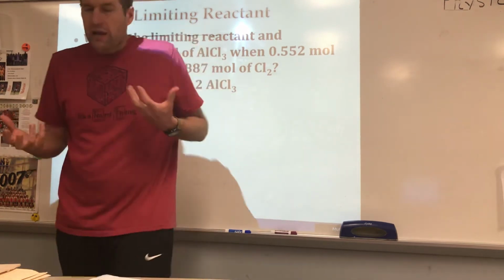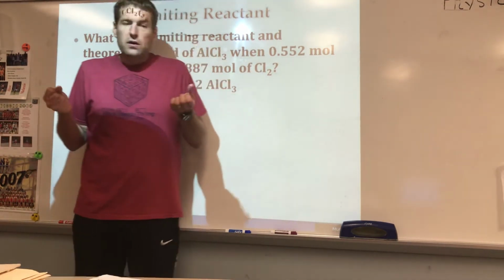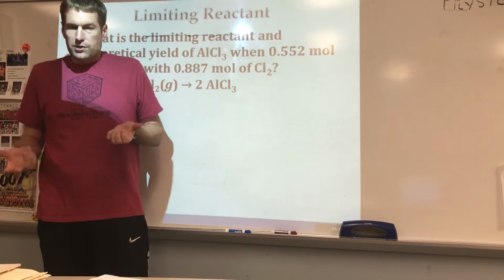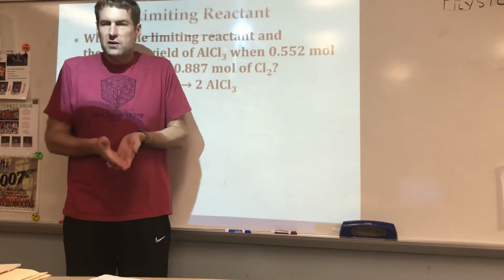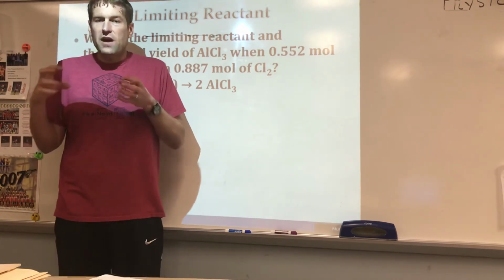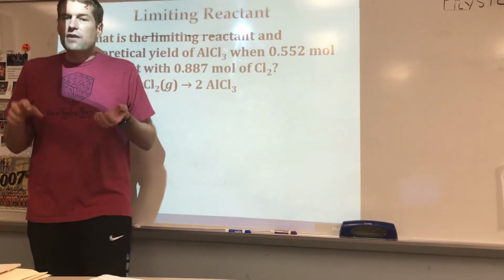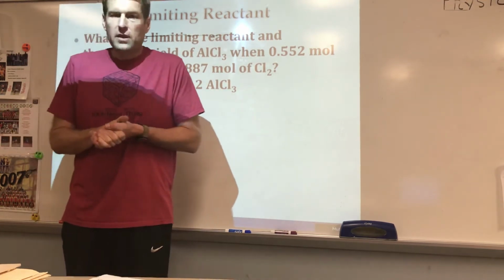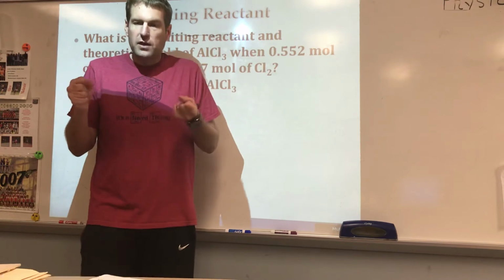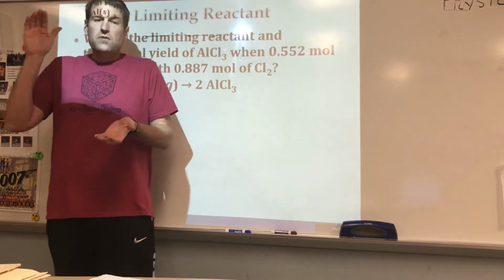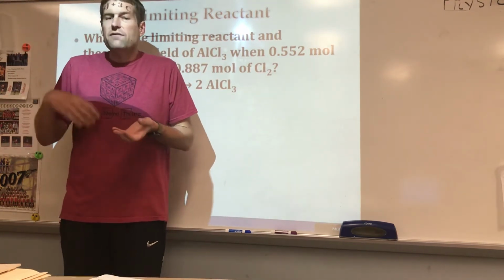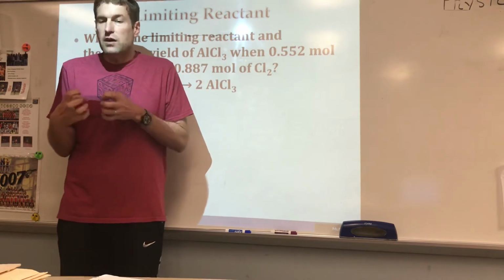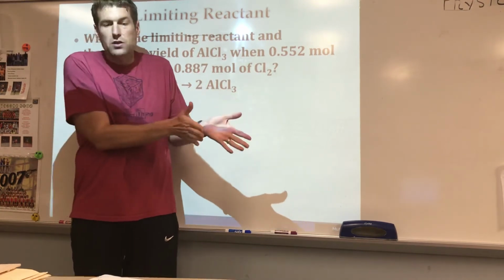So the analogy that I sometimes would give would be, let's say you're making peanut butter and jelly sandwiches, and you have 50 pieces of bread, and you have like 5 jars of peanut butter, but you only have like half a jar of jelly. And you start making sandwiches, and of course, you've got enough bread, you've got enough peanut butter, but you're going to run out of jelly first. So the amount of jelly determines how many sandwiches you can make.